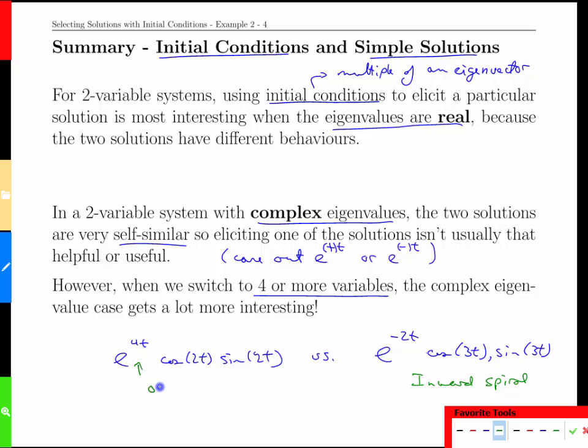Whereas this one, if we could choose the initial conditions to match this, we would end up with an outward spiral. And every other solution is a combination of those two. So there, with 4 variables giving us lots more room for maneuvering, we can get much more interesting behaviors. We'll see that going forward.